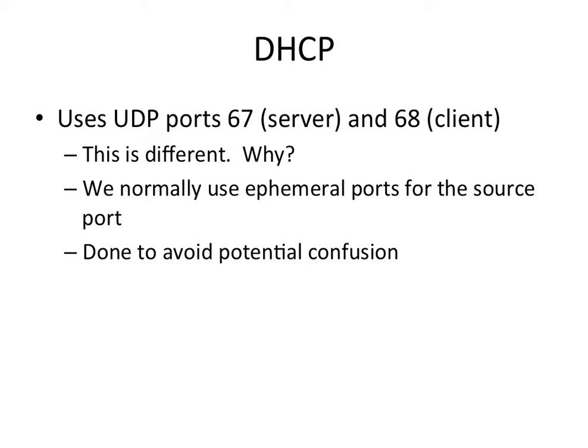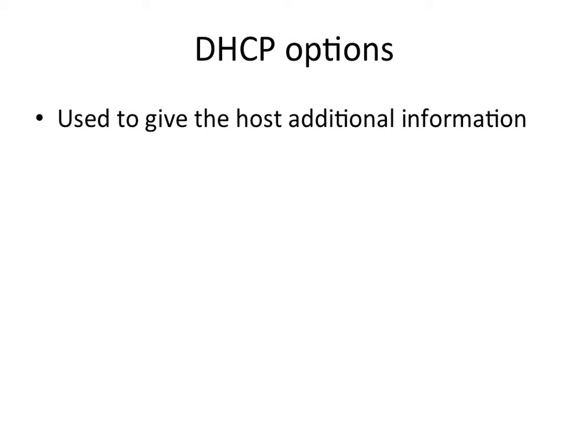Well, in this case, we use the low number port to avoid potential confusion. Imagine a scenario where the client used a high number port and sends a DHCP request. We just said that the server sends back a broadcast message back to the client. Well, if the client had picked some random high number port that some other client on the network had just happened to be using, that same port number, then that other client would have received the broadcast reply. That other client would have tried to process that frame and would have been confused. So that's why we do that.